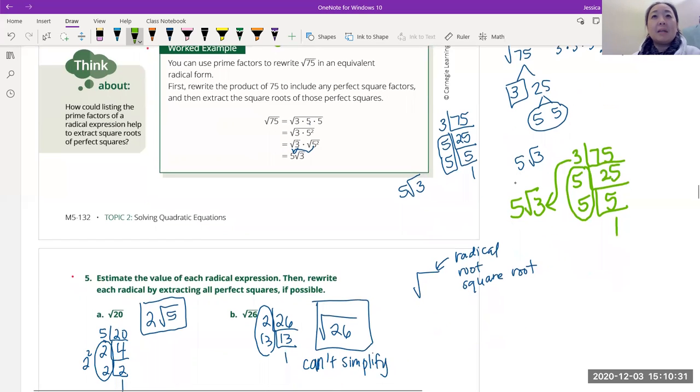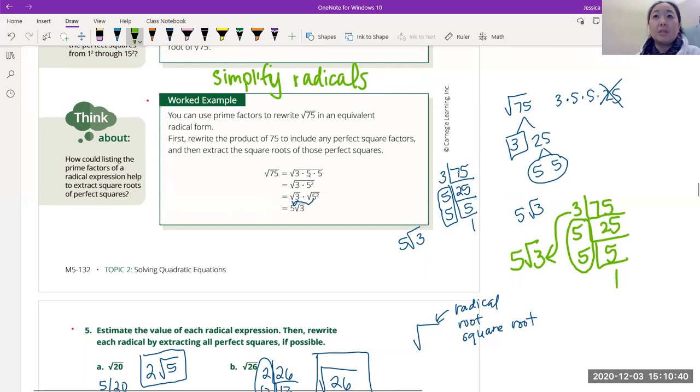All right. And if you look at right here in the book, this is what they tell you. And this is exactly what we've been doing, right? So they split it up. They either used this way right here with the upside down division, or they use the factor tree. It doesn't matter. But ultimately, they know that 3 times 5 is equal to 75, right? So they broke it down.